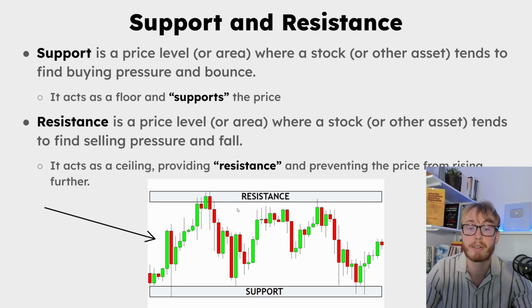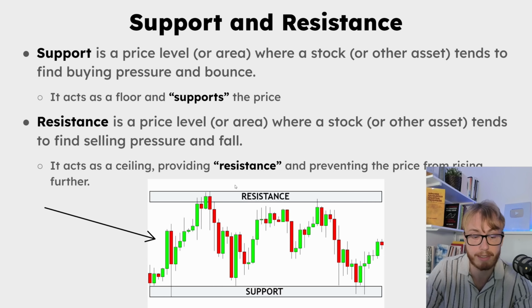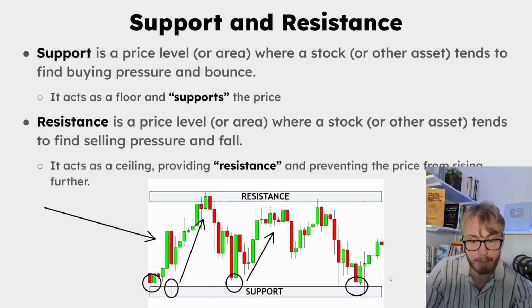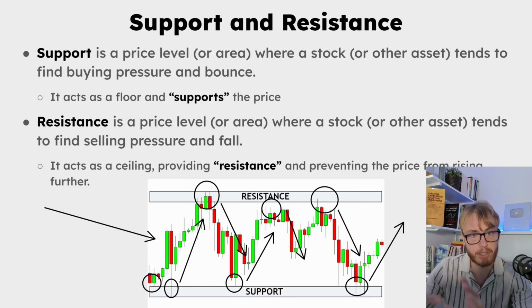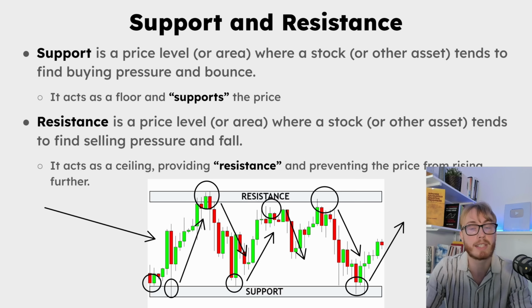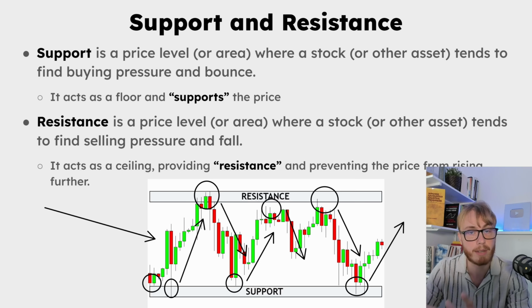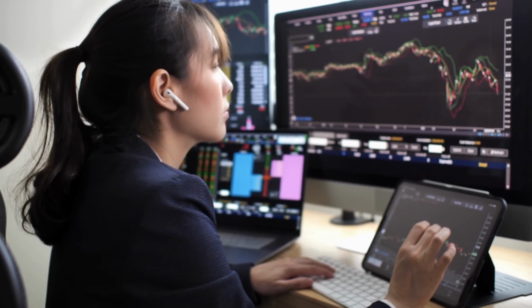Here we have a clear example of support and resistance. We can see here that every time the price reached this support area, we found buying pressure and the price bounced. And conversely, when the price reached the resistance area, we found selling pressure and the price fell. And so far, this is just the basics, but we are very soon going to take a look at how we can combine support and resistance with trending markets to build a trading strategy.